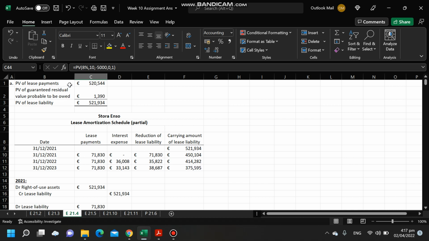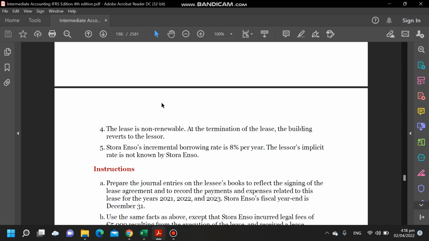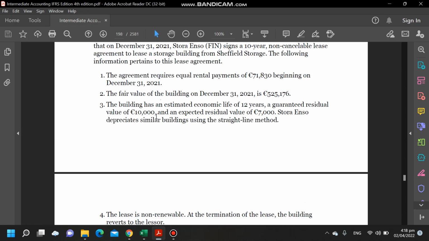So the present value of the lease payment, still the same, use the present value formula. The rate is 8%. The period is 10 years. Each rental payment is 71,830. The future value is 0. And then the type is 1 because it's annuity due. So the present value of the lease payment is 520,544.